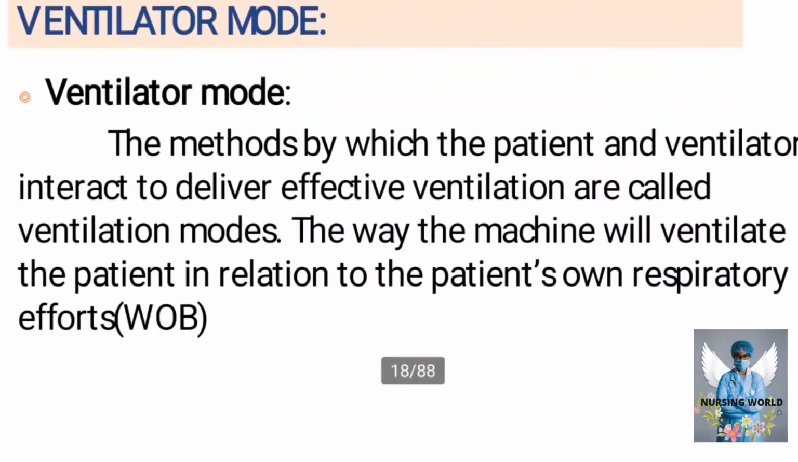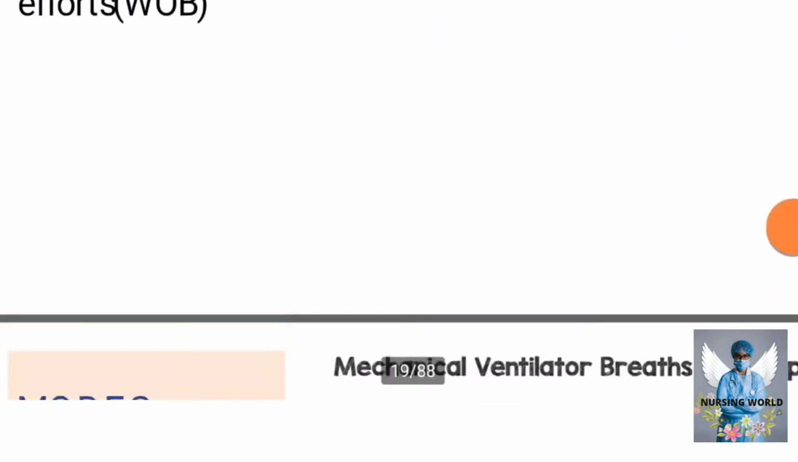Next is ventilator mode. The method by which the patient and ventilator interact to deliver effective ventilation is called the ventilation mode. It is the way the machine will ventilate the patient in relation to the patient's own respiratory efforts. How the patient relates to the ventilator with their own respiratory efforts is known as the ventilator mode.